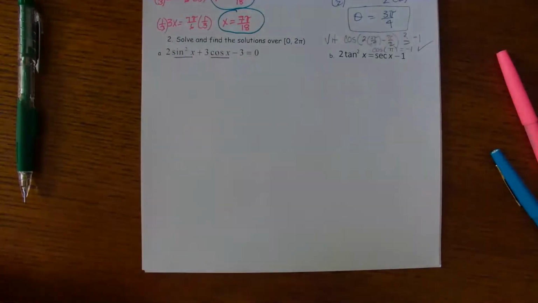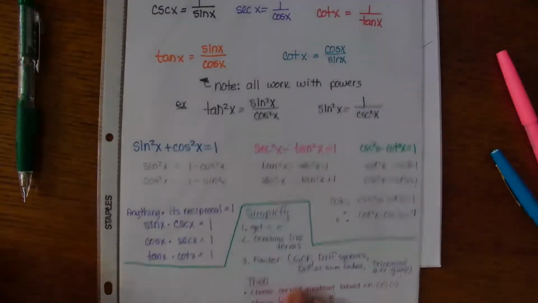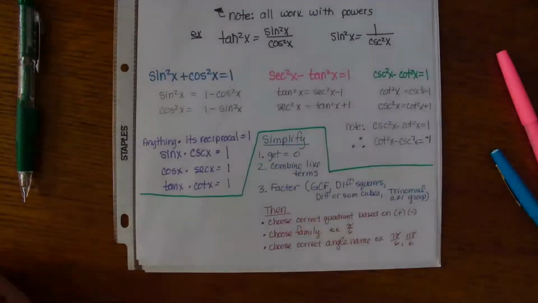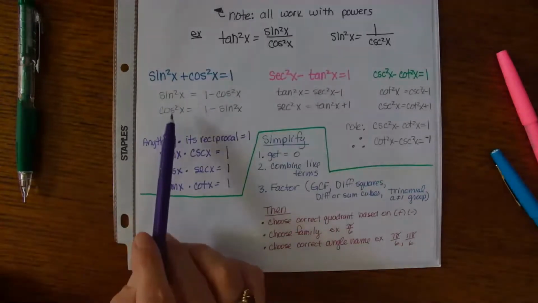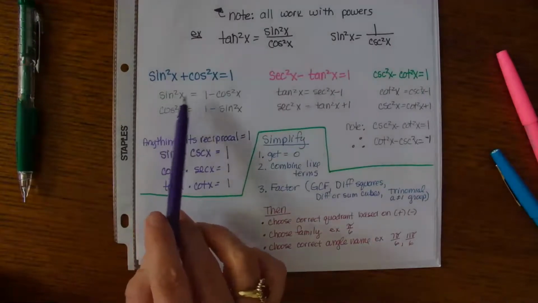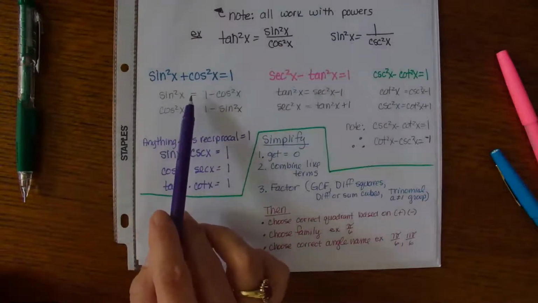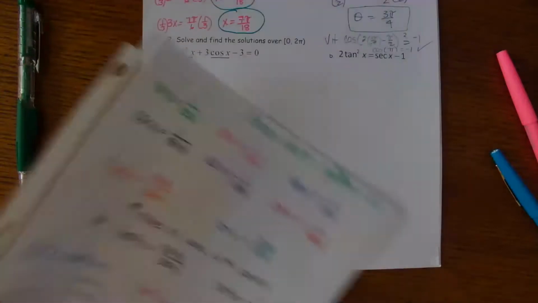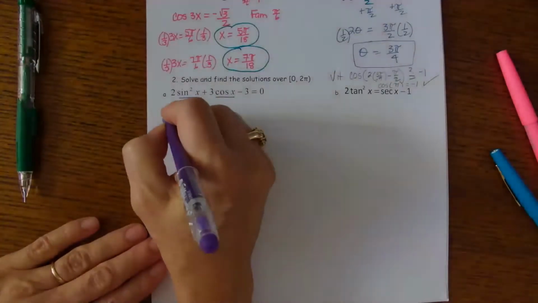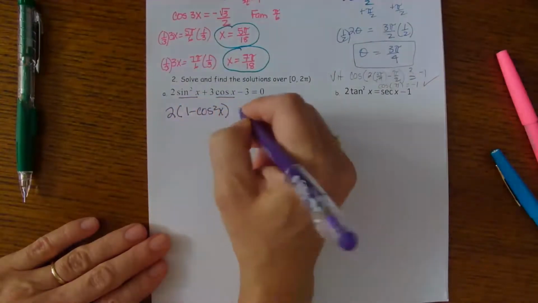Which one of these is very easy to replace? Go to your list that you've memorized. These are always easy to replace, right? Because I can replace sine squared with 1 minus cosine squared, right? And remember, when you have an equal sign, either side can replace the other side in math. Equal means they're the same. So I can replace sine squared with 1 minus cosine squared x.